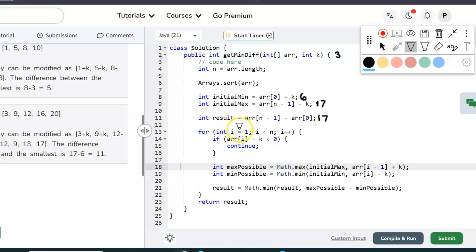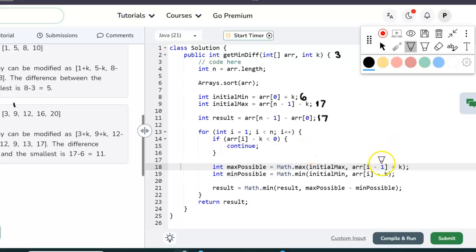Okay? Now, iterating through the array, starting at 1, which is here, is array at 1, which is 9, minus k, which is 3. Is that less than 0? No. Now, this is just the sanity check for negative tower heights. None of these is going to be negative. Now we're looking for the max possible. We're going to look for the max and min possible based on the current switch point between the 3 and the 9.